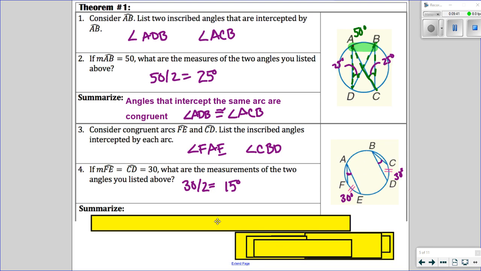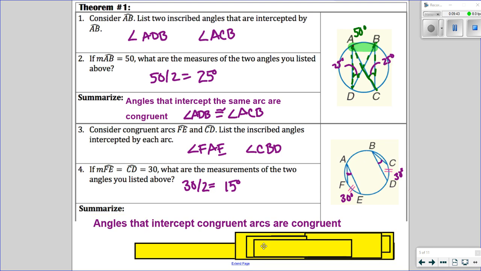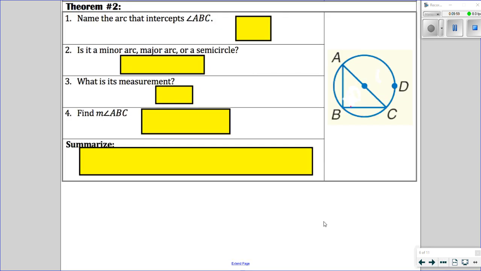So what's the summary for this type of situation? Angles that intercept congruent arcs are congruent. That's all they're saying. If this arc is congruent to that arc, then your angles are going to be congruent. Okay, let's go for the second theorem.